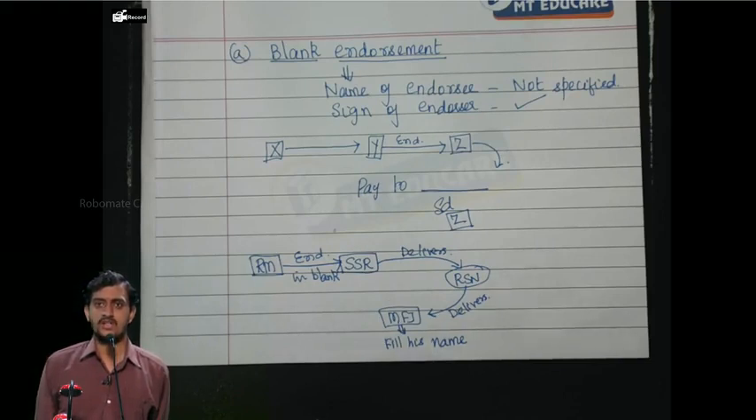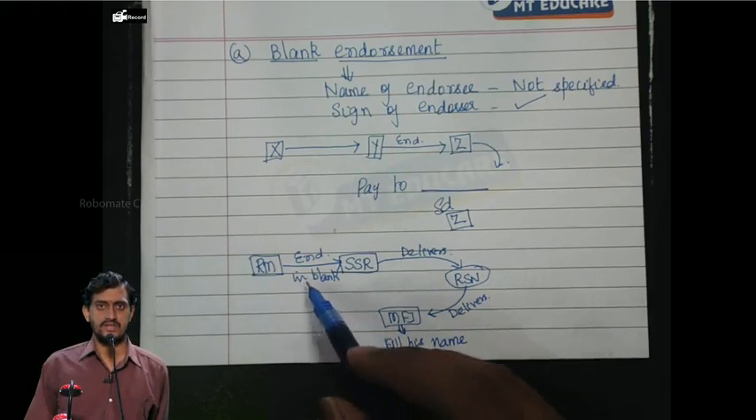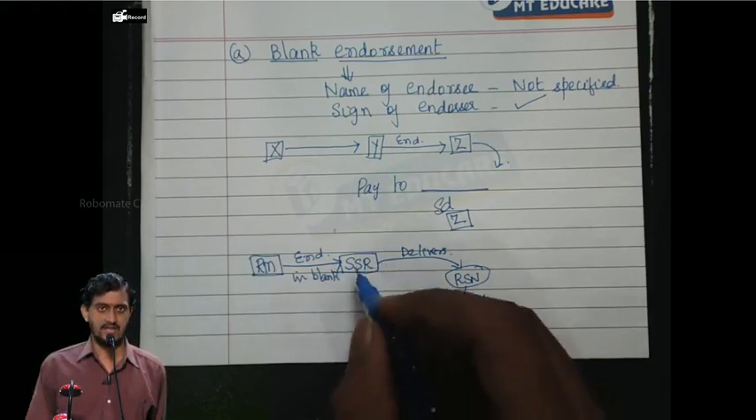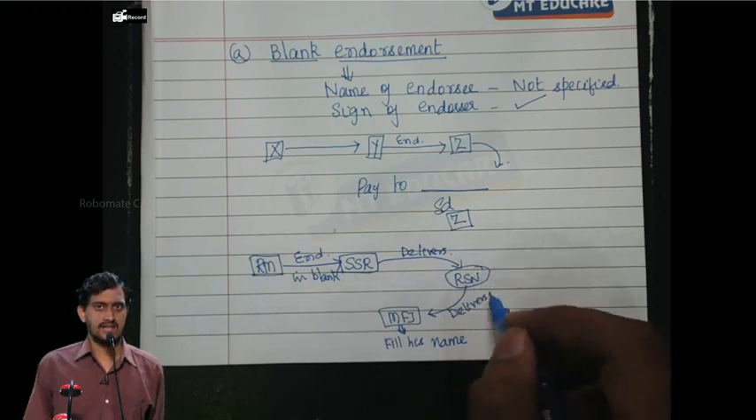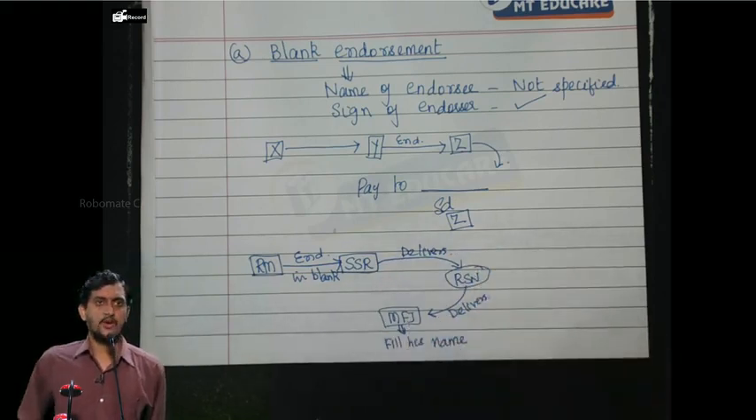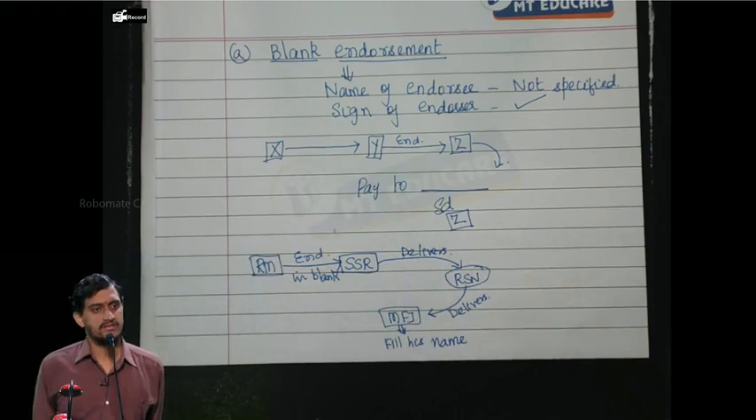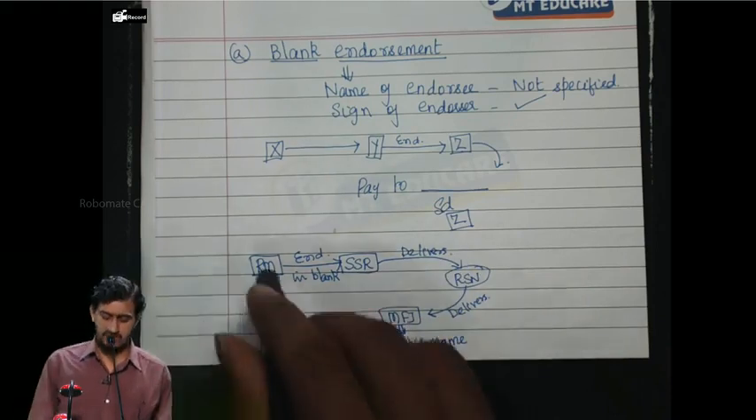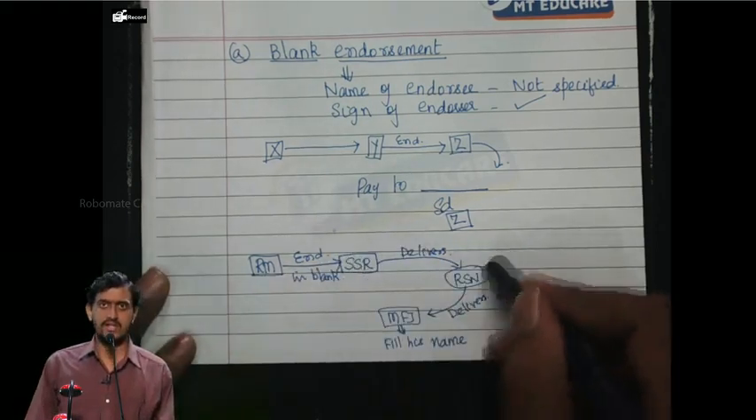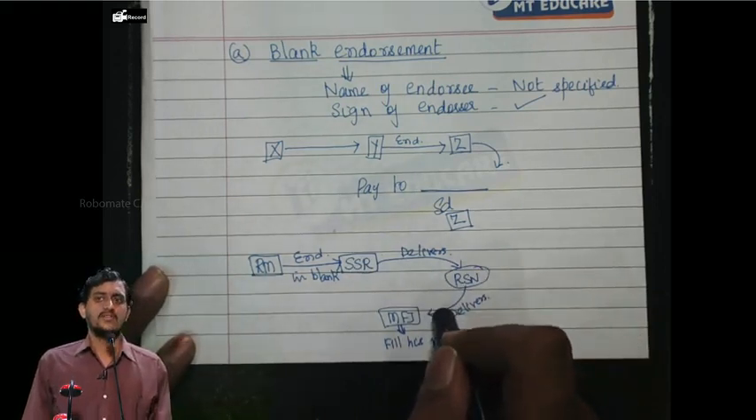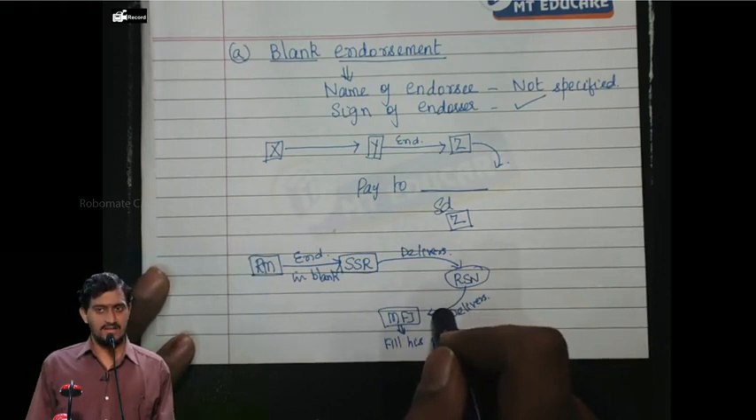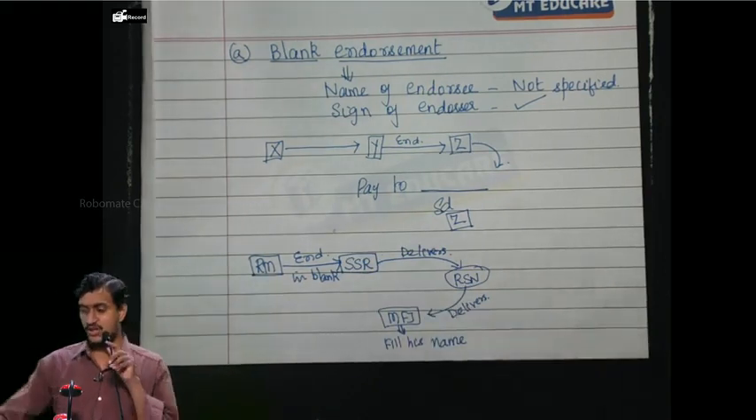Now you tell me friends, how many parties are involved in this instrument? RM is giving to SSR as an endorsement in blank. SSR is giving to RSN. RSN is giving to MFJ. How many parties are involved in this instrument? 1, 2, 3, 4.